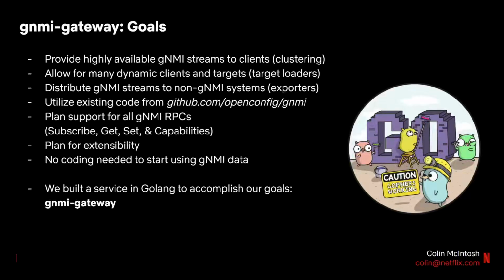So following this survey of existing systems, we came to the conclusion that none of them fit our needs, and we decided to build our own. With this new system, we wanted a service that would provide highly available gnmi streams to consumers with clustering. As I mentioned, our network is ever evolving, and so is our network automation and tooling. To accommodate this, we wanted to allow for dynamic target loading so that gnmi targets and consumers are able to come and go without needing to redeploy or reconfigure the service.